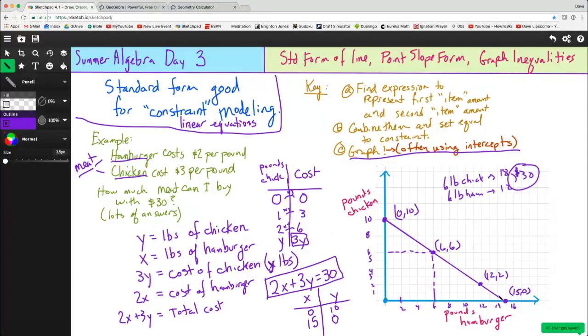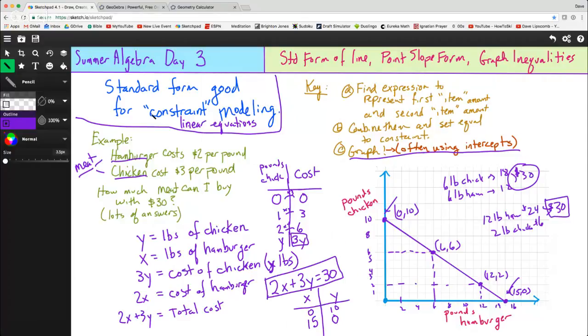Now, can all these points really work? Let's try this out. Well, 12. This one here is 12 pounds of hamburger. That's $24. And then we have here 2 pounds of chicken. Well, that's $6. Again, we have $30. We know that this point works, 15, 0, and 0, 10, because we've already tried those out. So we have a model where anything along this line will tell us how many pounds of chicken and hamburger will give us $30.